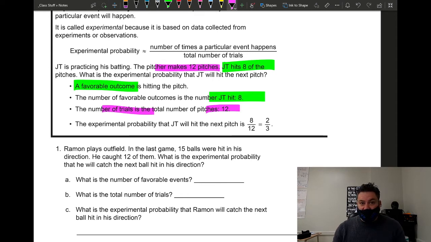Will he necessarily hit it? No. But the probable outcome is 2/3. It's more than half. So that's what this means. And that's what we're going to be working on right now.